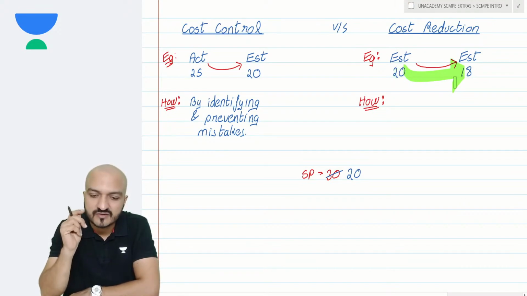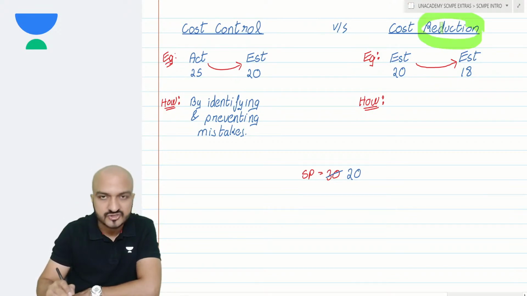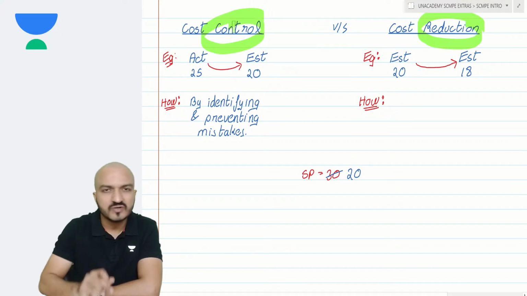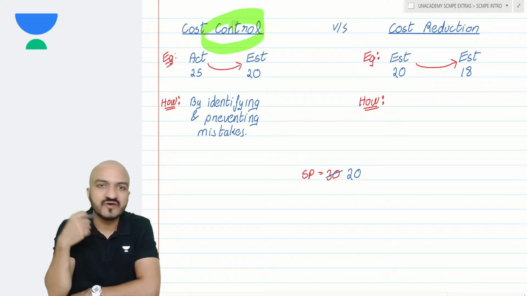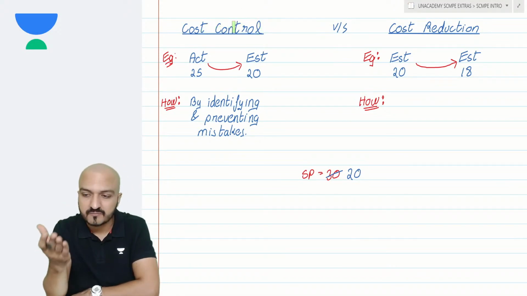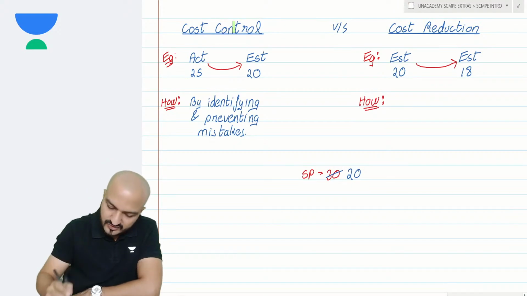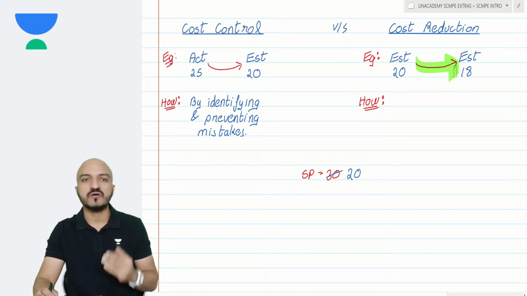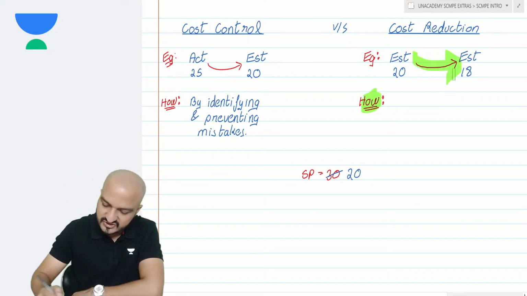That's the reason why CA Final is mostly pertaining to cost reduction. Cost control is very easy. You just have to find out what went wrong and prevent that next year. But in spite of nothing going wrong, how do you decrease your cost? Now that is challenging, and that challenging thing is what we do at CA Final level. So how is that decrease done?